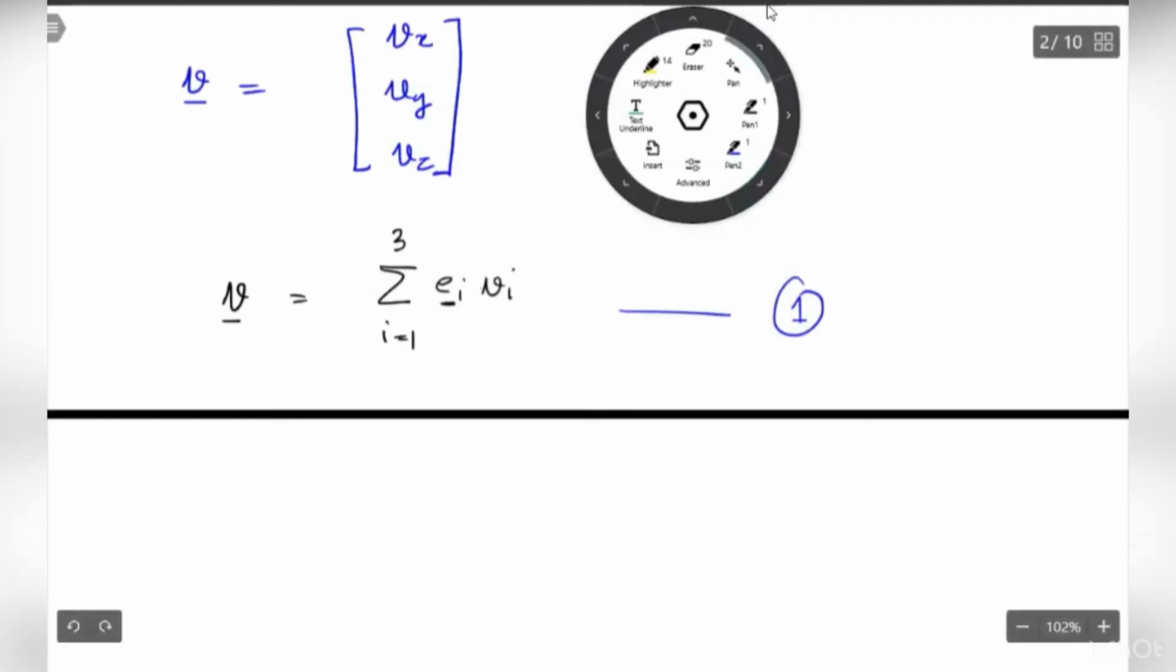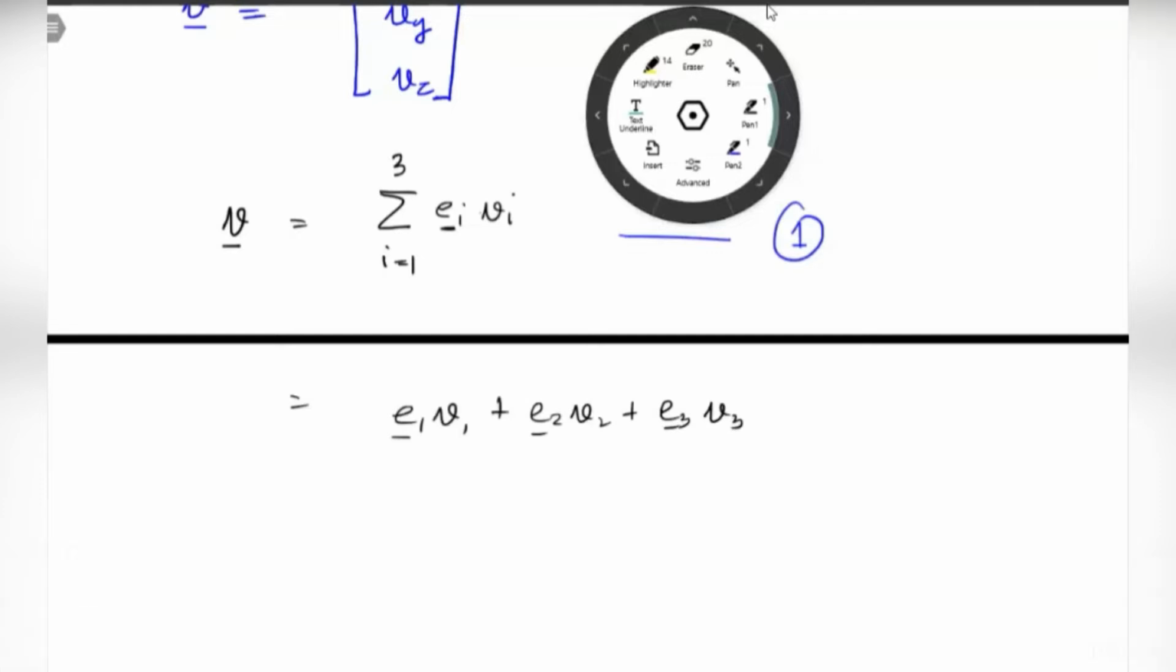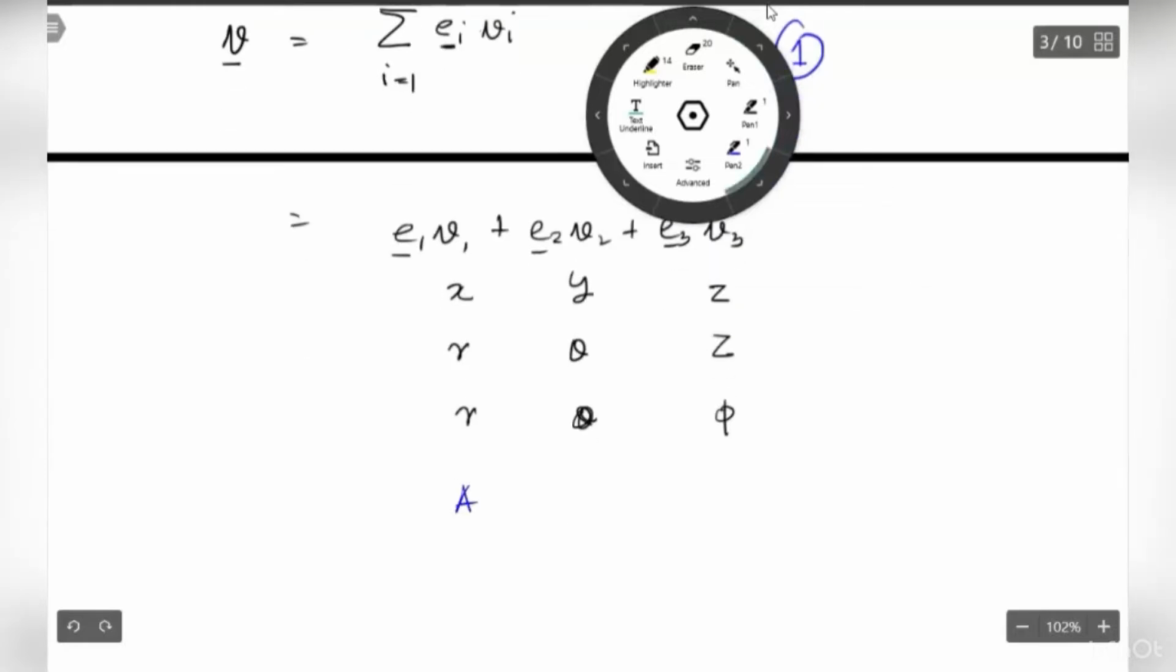Okay. So i equals 1 to 3. Let me write down, expand this here. This will be e_1 v_1 plus e_2 v_2 plus e_3 v_3. Right. So here 1, 2 and 3 would be x, y and z, or r, theta and z, or r, theta and phi, or any other coordinate system that you are defining.